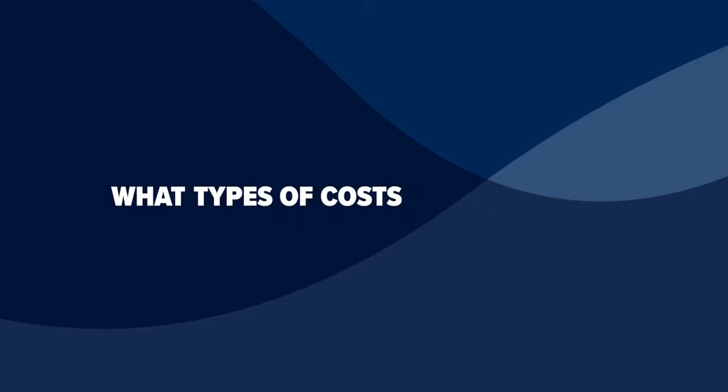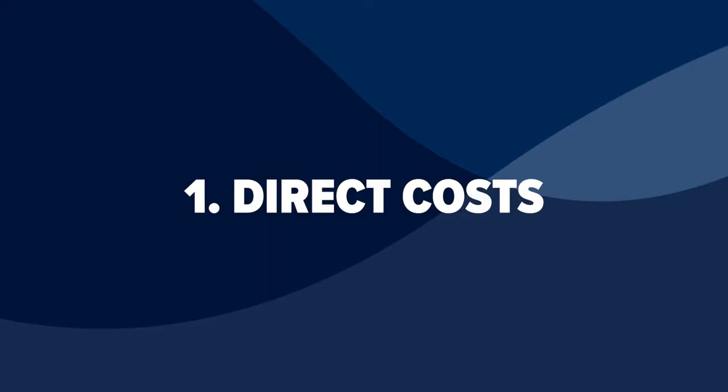What types of costs are allocated? Now, let's talk about the types of costs a business might allocate. There are three broad categories of costs used in cost accounting. Direct costs. You can trace direct costs right to the product or service.